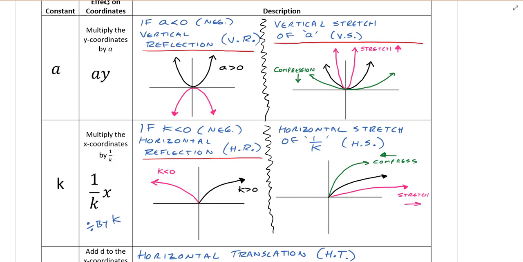So I could write X as 1 over K, or 1 over K times X, or I could just write X divided by K. It means the same thing, right? Multiplying by 1 over K is the same as dividing. So we're dividing by whatever K is. Now, it has a similar effect.